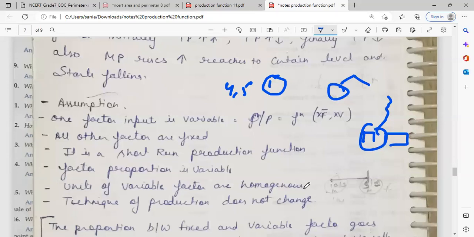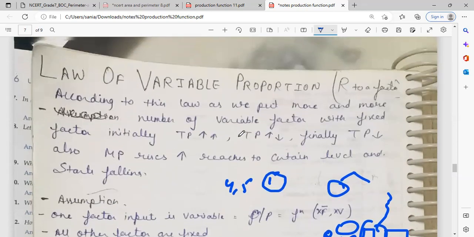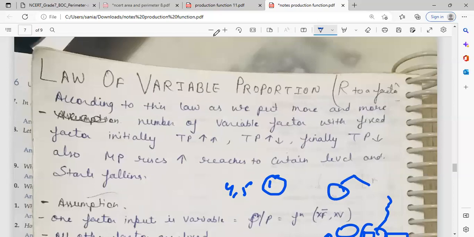Homogeneous means same. Then technique of production does not change. For example, earlier 10 people were coming, so you were baking cakes with your hands and able to produce only 10 cakes. But now 20 people are coming. It doesn't mean that instead of using your hands, you will bring a machine so that only one laborer can produce 20 cakes. No, the technique of production will remain the same. It will not change suddenly. Clear? Yes, ma'am. Okay, so first of all, you will write this law of variable proportion, then we'll do the next thing. I'll scroll it down, you will write the assumptions.